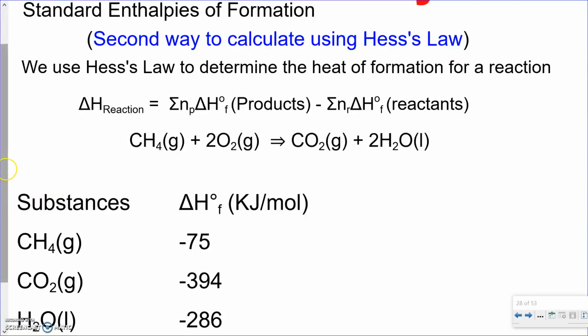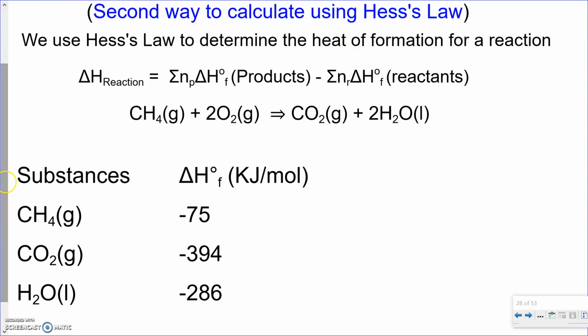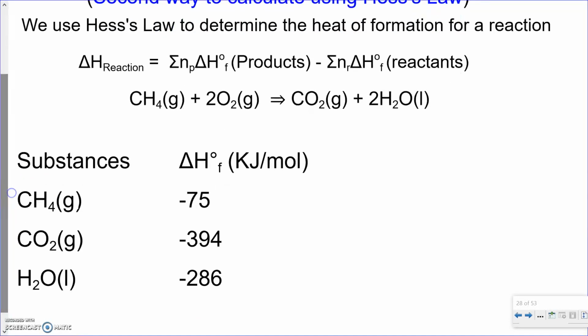We have our delta H's, and this is very similar to our equation that we used with bond energy, but notice this is products minus reactants. It's the sum of all the products minus the sum of all the reactants, and all we have to do is grab these numbers and throw them into our equation. So delta H of our reaction is going to equal products, and our products are carbon dioxide, so we're going to come down here and grab it.